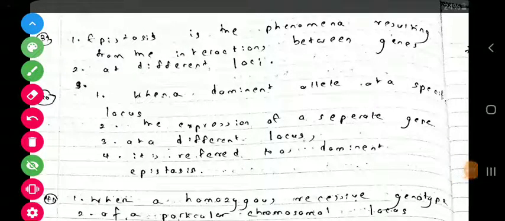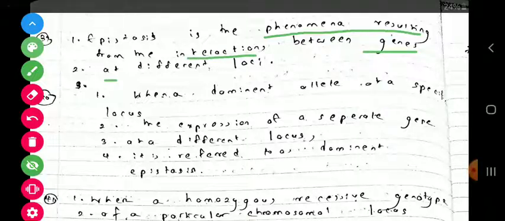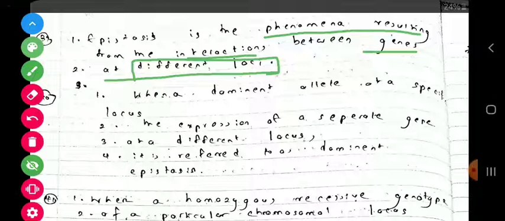So what do you mean by epistasis? It is the phenomenon resulting from the interactions between genes at different loci. So that's very important: at different loci, not in the same locus. Epistasis is the phenomenon resulting from the interactions, relations between genes at different loci.